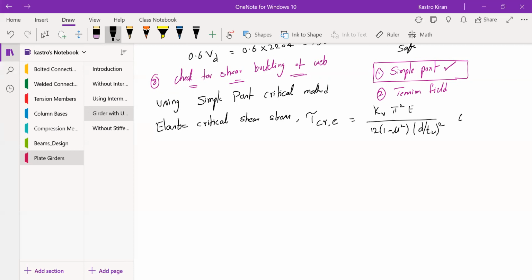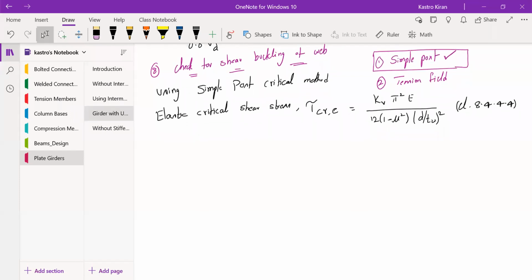This formula is there in clause 8.4.4.4. If you want, you can refer to this clause. The 8.4.4.4 clause talks about the simple post critical method. All the formulae related to the simple post critical method are available in this respective section. Now here you need to know the values of kV, nu which is the Poisson's ratio, Young's modulus of steel which is capital E, D, and tw.